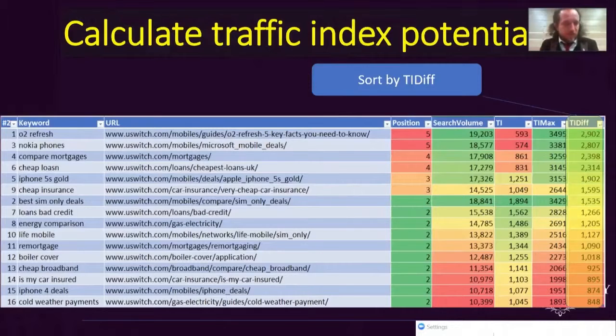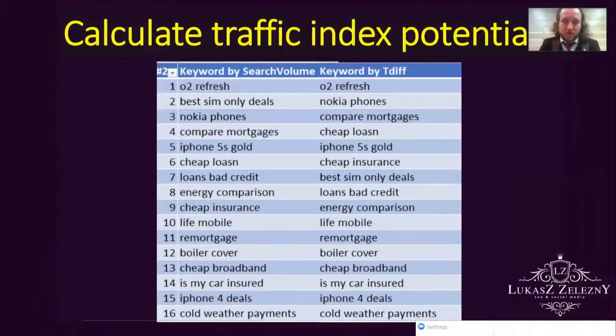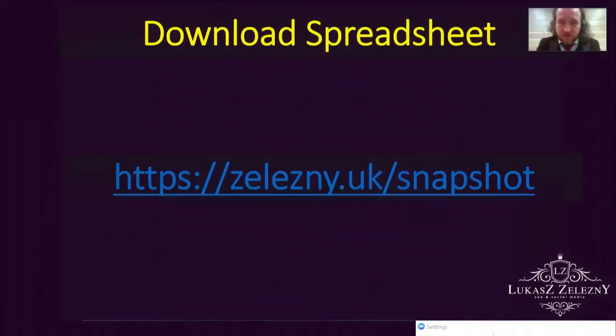And I know that we have only 20 minutes, and this is a very, very short time to explain everything, how it works. But I've done something for you. You can see how the different sort works. You have different keywords. And the most important is that I prepared for you a spreadsheet that you can download on my website, which is zelezny.uk/snapshot. When you download this spreadsheet, there is an example set, and you can see simply how that spreadsheet is working. So remember, zelezny.uk/snapshot.